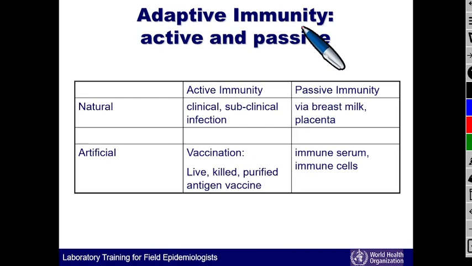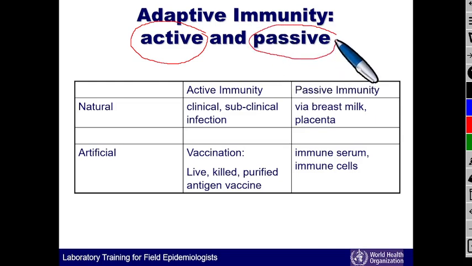What is the difference within adaptive immunity? It is active and passive immunity. Active means our body is actively involved in antibody production, whereas in passive immunity the host, that is the recipient, does not produce antibody. The antibody is produced outside the recipient.